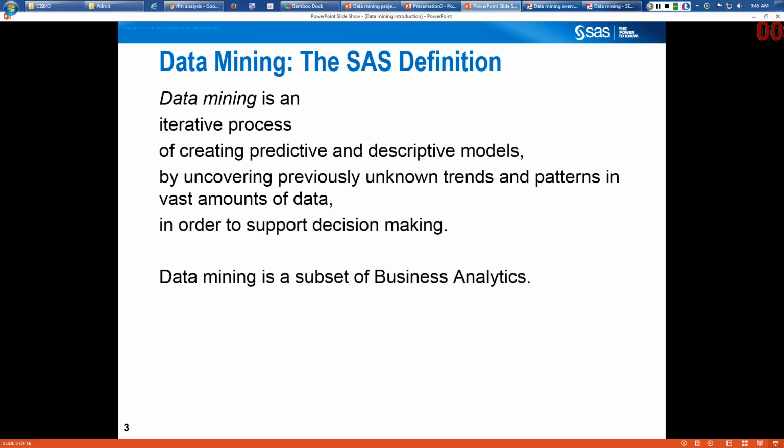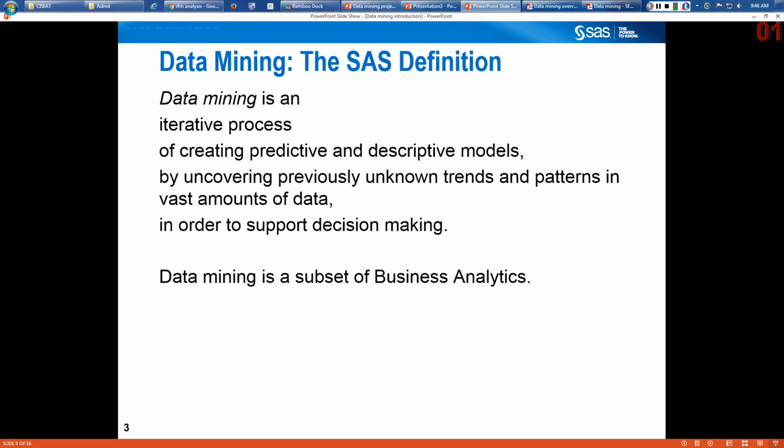To start with the definition, data mining is an iterative process. So it is not something that you do in one shot and be done with it. A lot of times as you do the project, you may have to go back and redo some part of the project. For example, collecting more data or creating new data sets or cleaning up data or finding more variables and so on. So it's an iterative process.